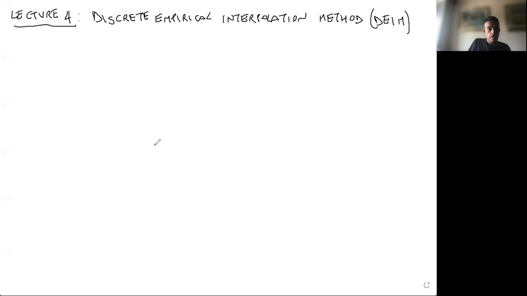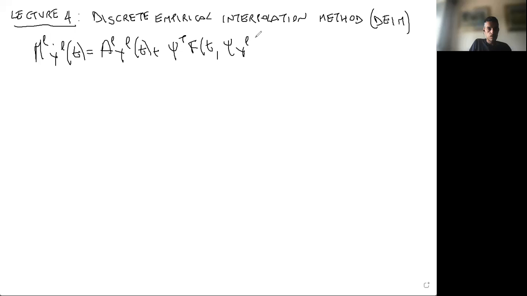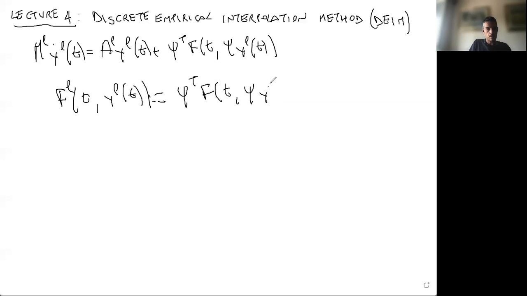Okay. So as I mentioned in the previous class, let's again take a look at the reduced model. And I will define capital F_L of t, y_L of t as psi transpose F(t, psi y_L(t)).